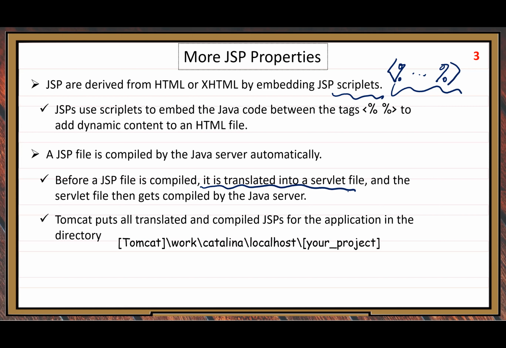Tomcat tries to hide these. It does not like you to see them. Not completely hidden, but hidden from most Java programmers; 90-something percent of Java programmers do not need to look at those files. Then inside localhost, you find your project folder, your project name. There you can find those translated, compiled servlet files.